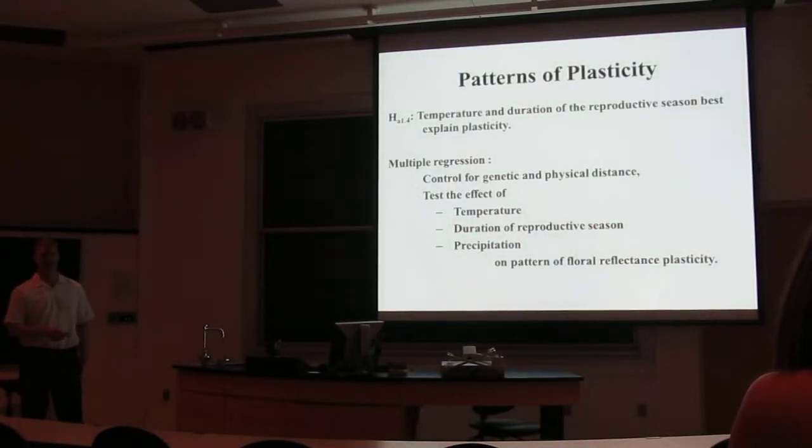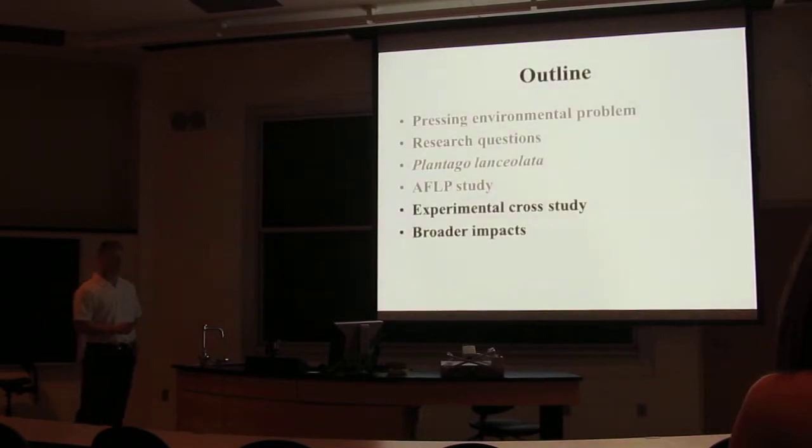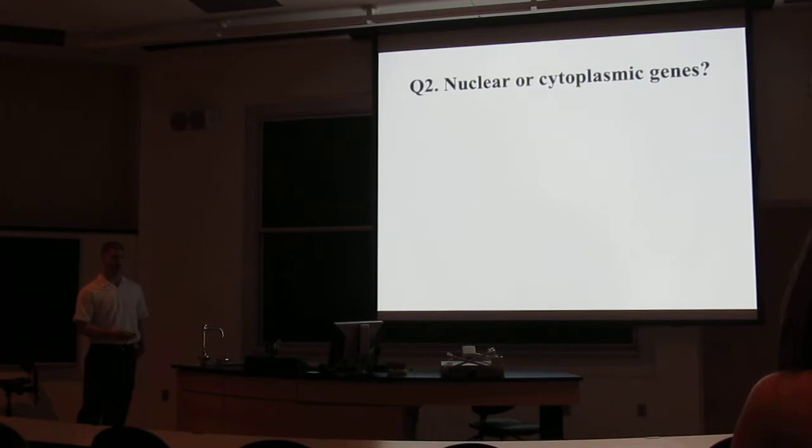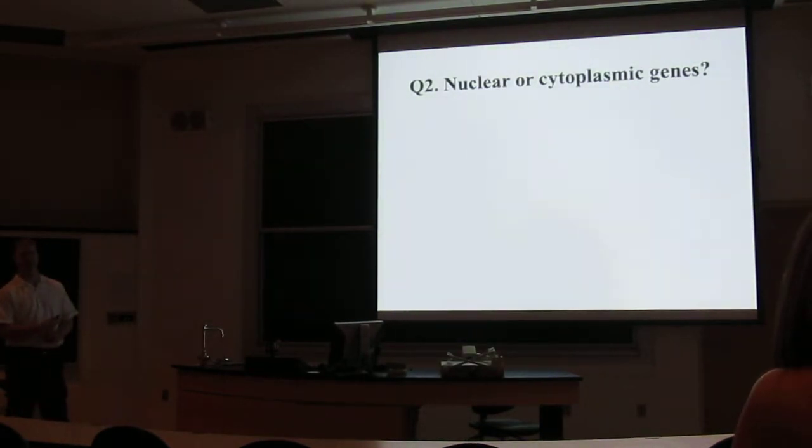Reproductive season should best explain plasticity in the full model. Now on to my experimental crossing study, where I will answer the last three questions. So we'll start with our nuclear or cytoplasmic genes.